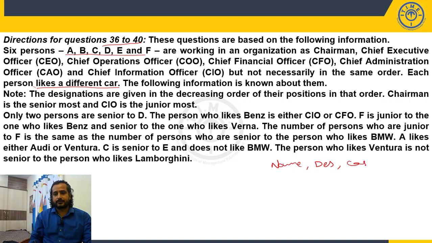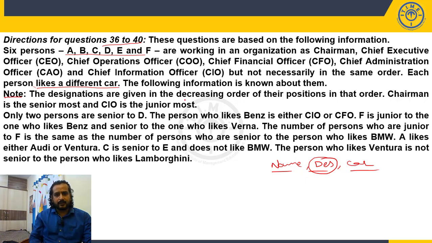designations and cars. So among these 3, what are we going to freeze? Designation, because designations have a proper sequence: Chairman, CEO, COO, CFO, CAO, CIO. Because we already know this kind of models. And if you want to know clearly, read the note.